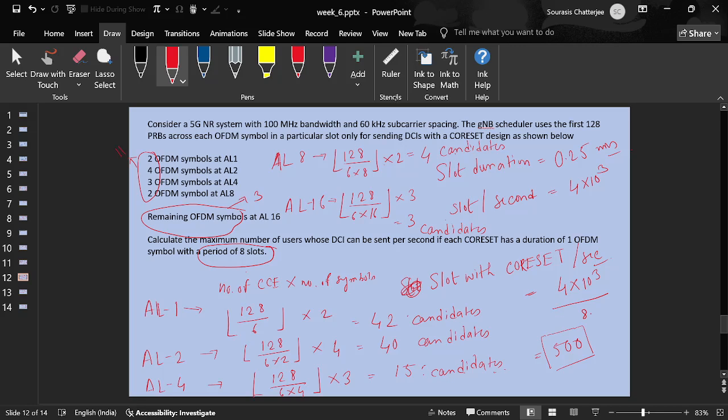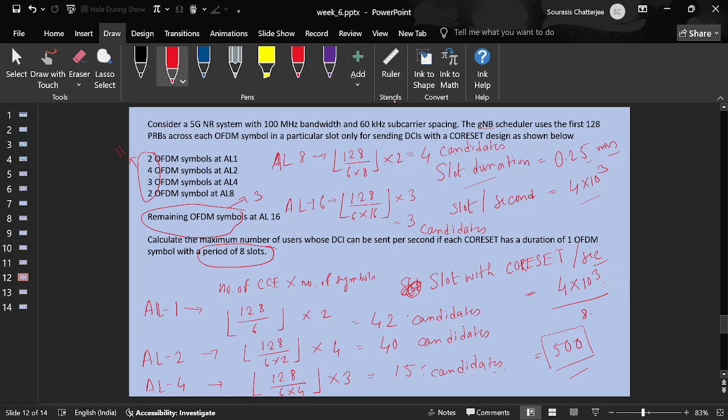Now if we talk about 60 kHz subcarrier spacing, a slot duration is 0.25 millisecond, right? So per second you have 4000 slots, and you are sending the CORESET with a duration of one OFDM symbol with a period of 8 slots. In a second there are 4000 slots, and you are sending the CORESET every 8 slots, so that means the number of slots that carry the CORESET is 500. Okay, so the number is 500.